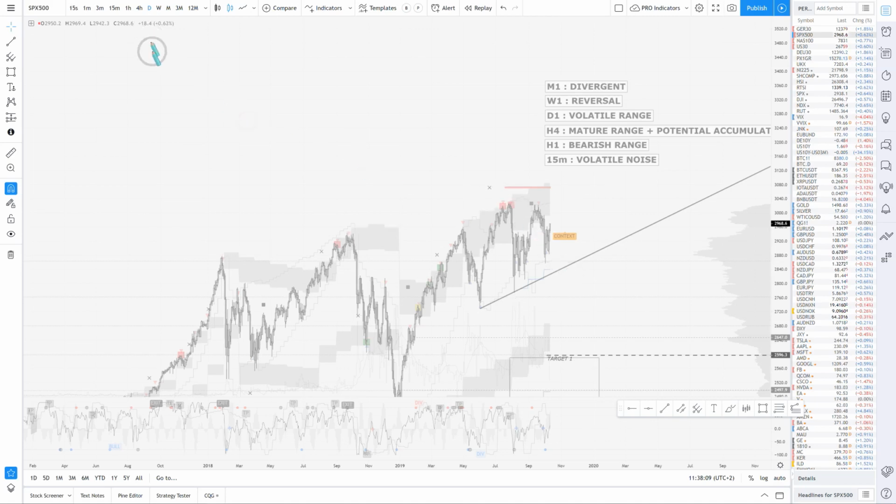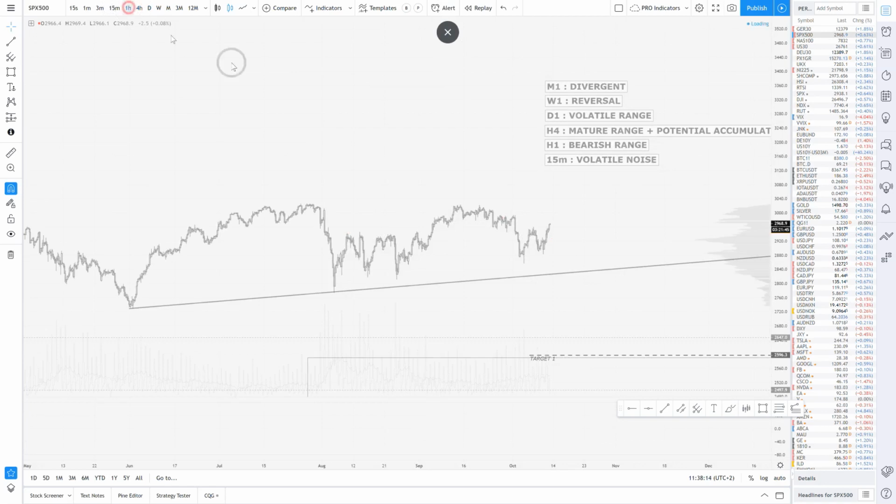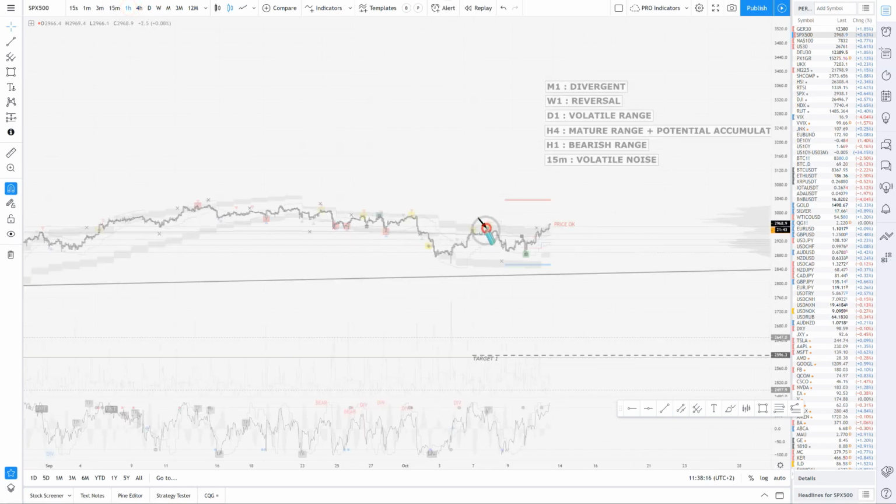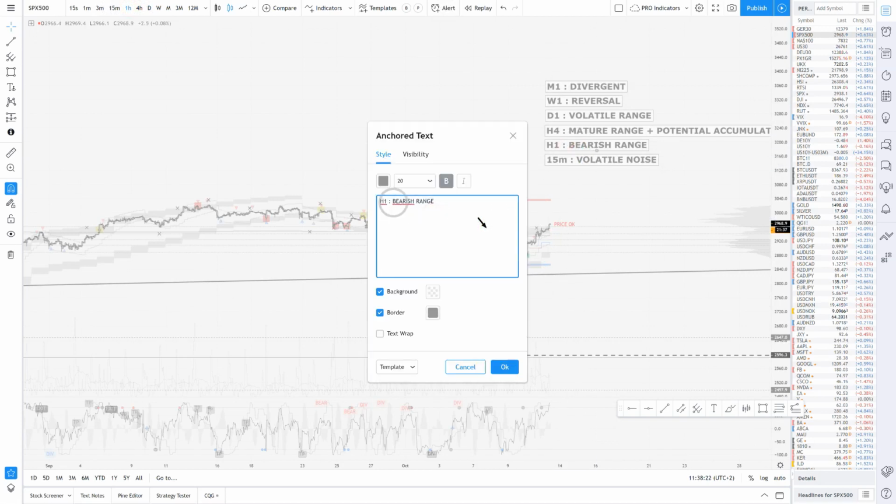My latest trade is the one I've been taking in here on the 1 hour chart. I was trading this bearish range. We're now trying to break it. So now the H1 time frame is no longer a bearish range, it's a bullish range.